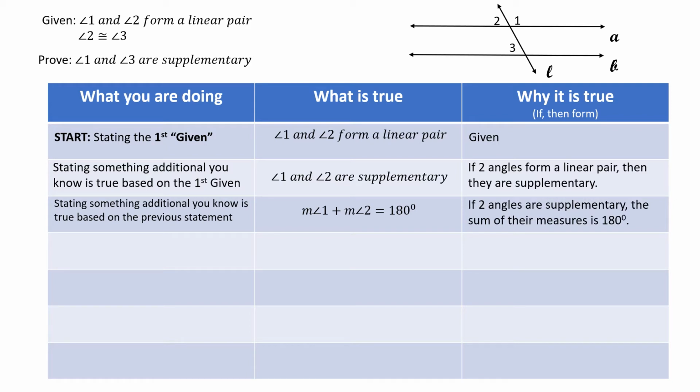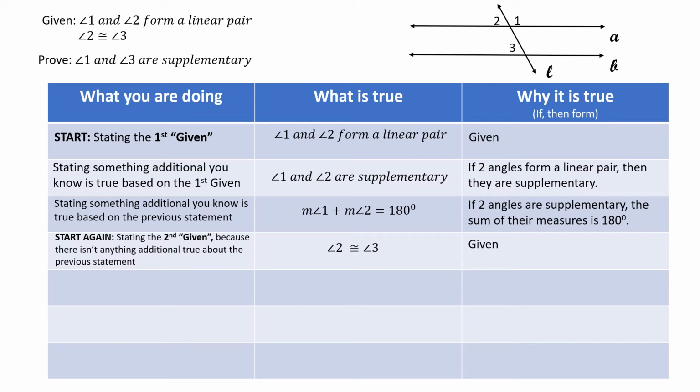Okay. What do you know about angles that add up to 180 degrees? Well, you know they're supplementary. Now that takes you backwards in the proof, and you don't want to go backwards. So this is where I'm going to start over, and I'm going to do the second given, because there isn't any additional truth about the previous statement. So here's my second given. Angle 2 is congruent to angle 3. Why? Because it was given.